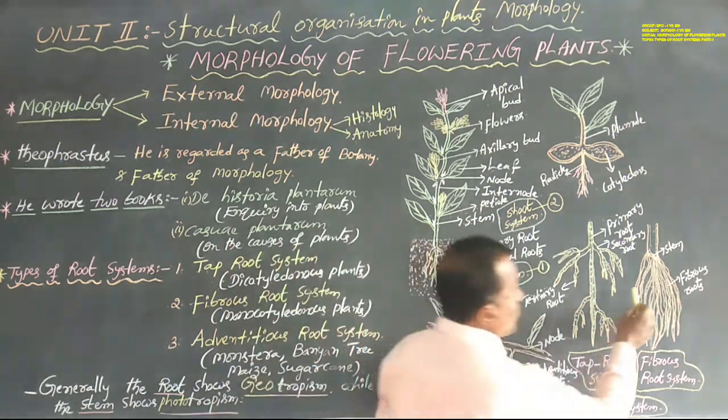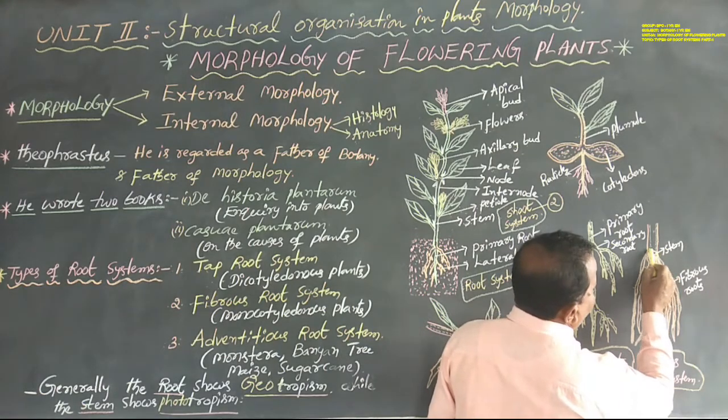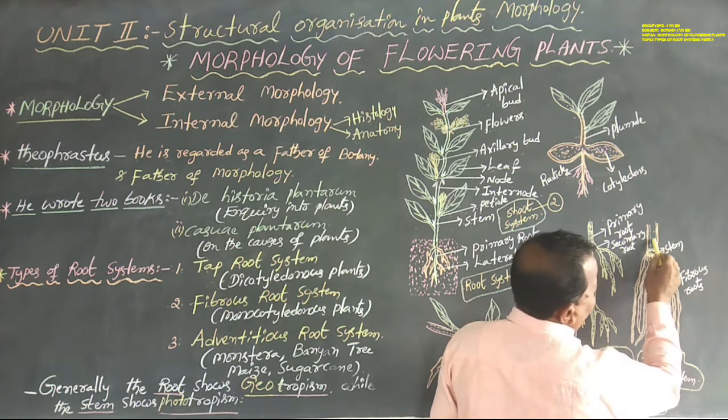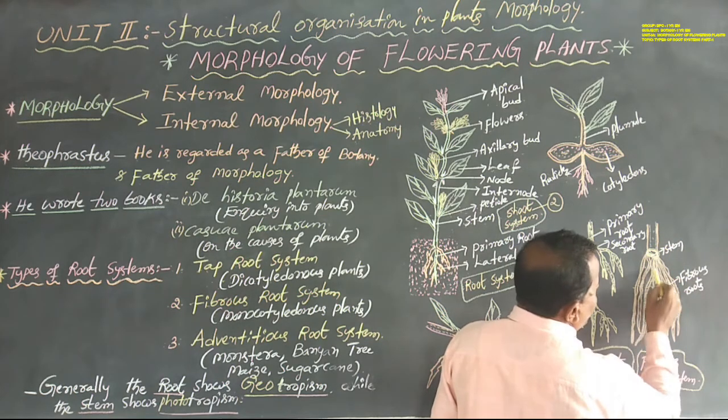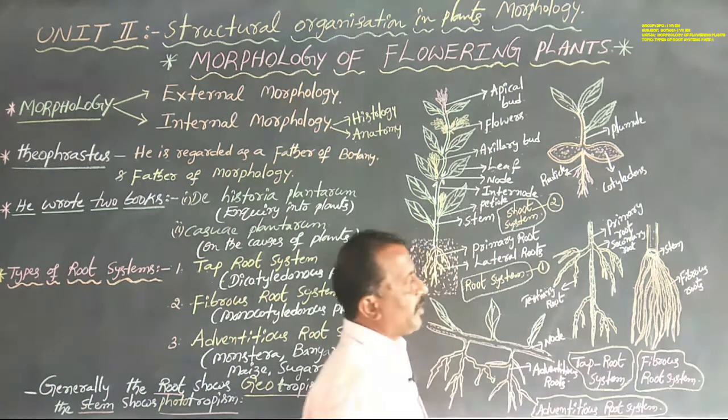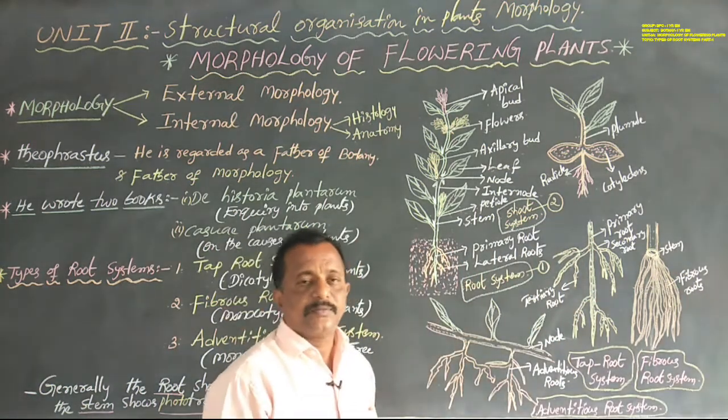These roots originate from the base of the stem. This is a stem, and this is the base part of the stem, and several hair-like or fibrous-like structures of roots will develop, that is fibrous roots.